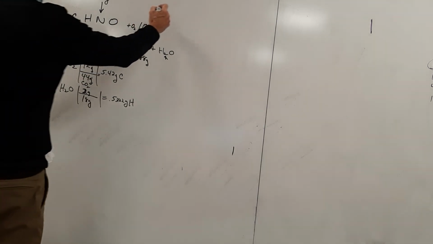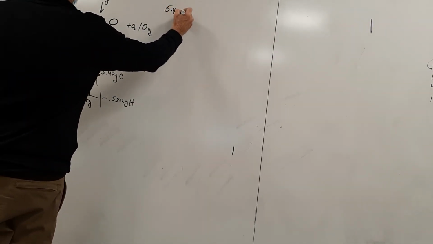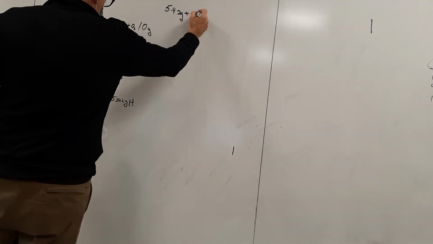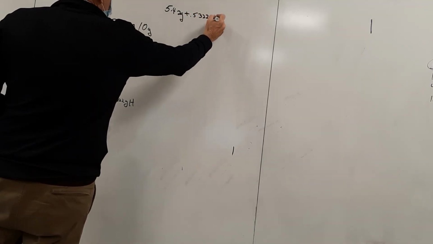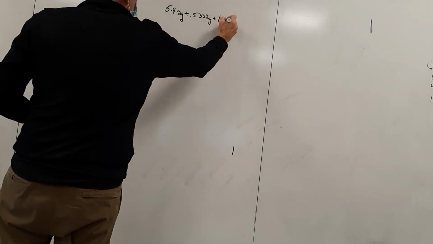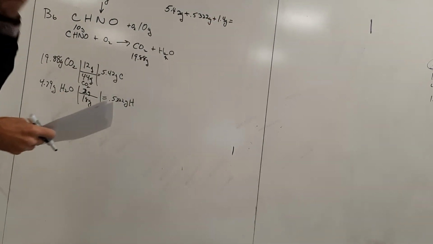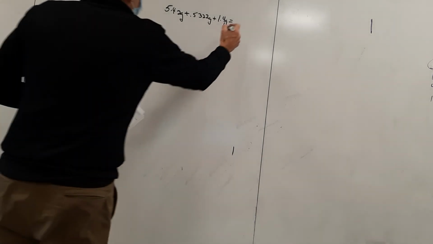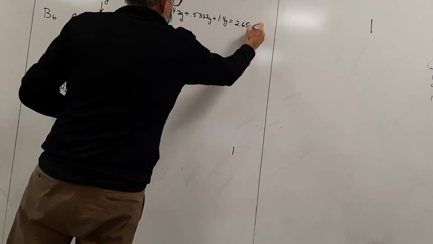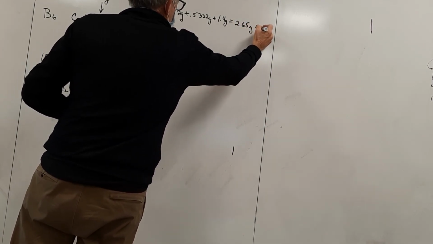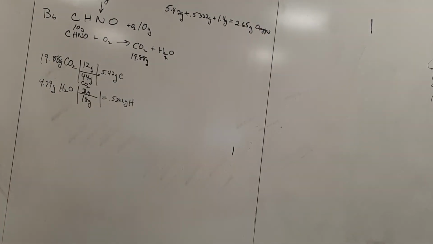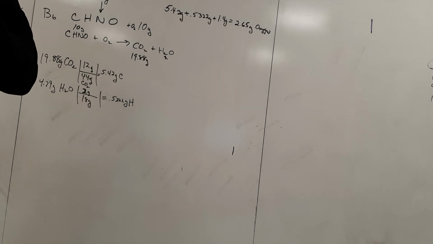Now, how many grams of oxygen do I have? Let's take 5.42 grams plus 0.5322 grams plus 1.4 grams of nitrogen, and subtract that from 10, and I end up with 2.65 grams of oxygen. Perfect. Let's figure out how many moles that is.